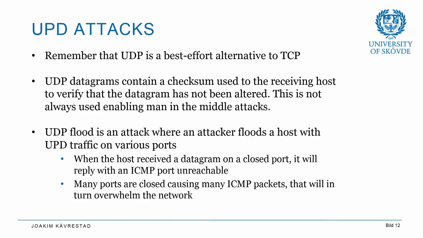Then we have the UDP flood, which is an attack where an attacker floods a host with UDP traffic, and they use various port numbers. So you basically send packets to different ports using UDP. The thing here is that when a host receives a datagram on a closed port, it will reply with an ICMP port unreachable packet. And since many ports are closed, this will cause many ICMP packets to be sent, and that will in turn overwhelm the network. So this is another example of a denial of service attack.